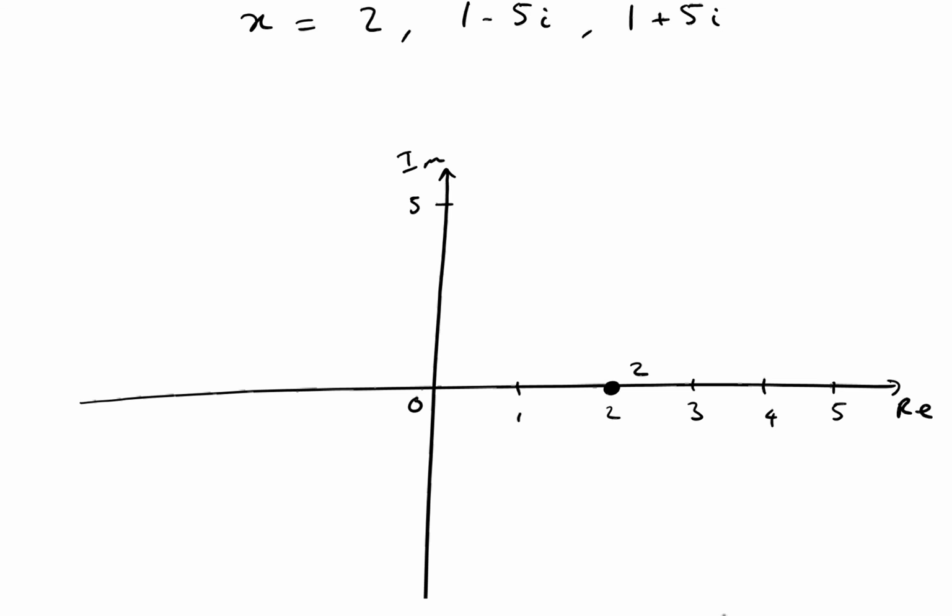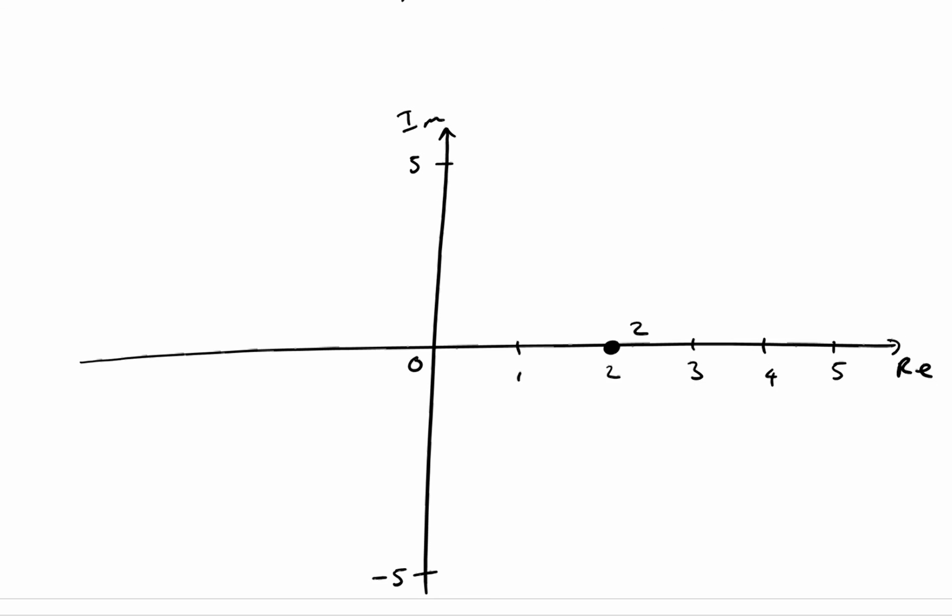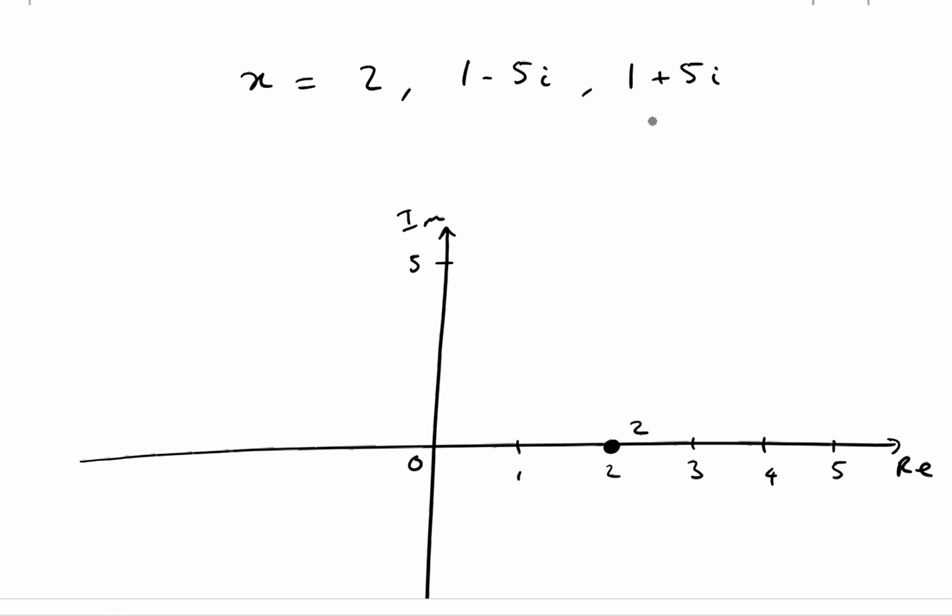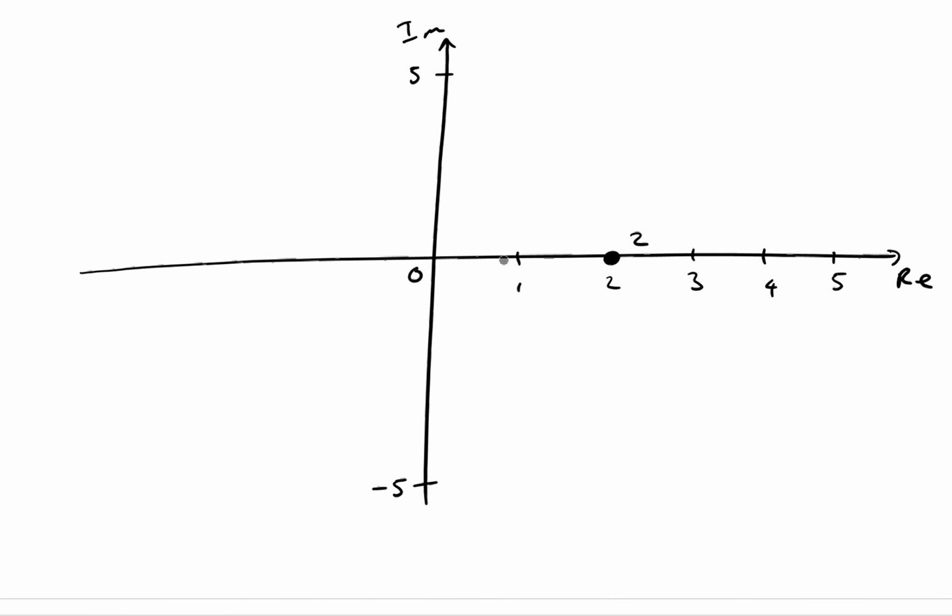These two things are conjugates of each other, so it'll be interesting to see what goes on with these. So let's plot it first of all. The real part of this second root is going to be 1, so we're going to move 1 across. That's the real component. But then the imaginary component is minus 5 down. So we move 1 across and minus 5 down, and we end up with this one here. So this is 1 minus 5i down here. That's our second root plotted.